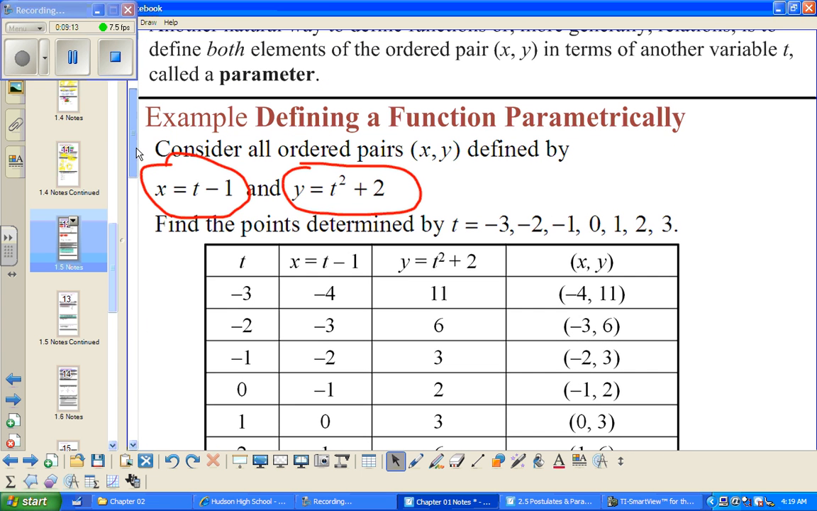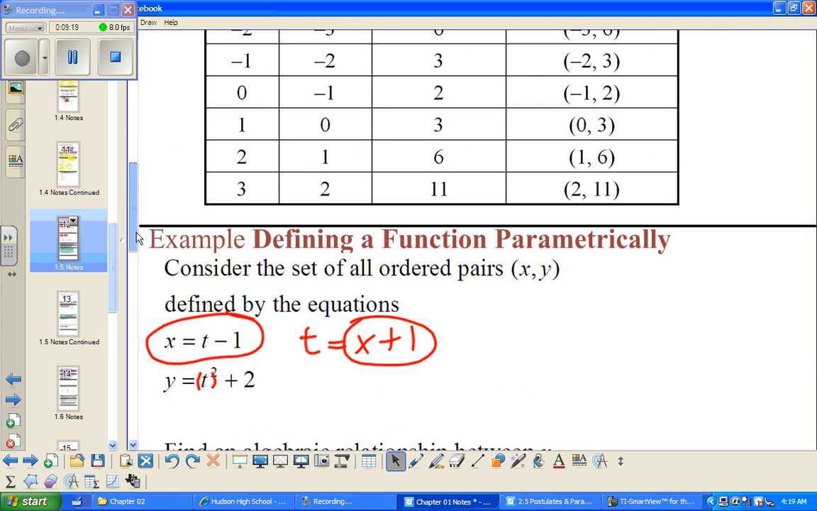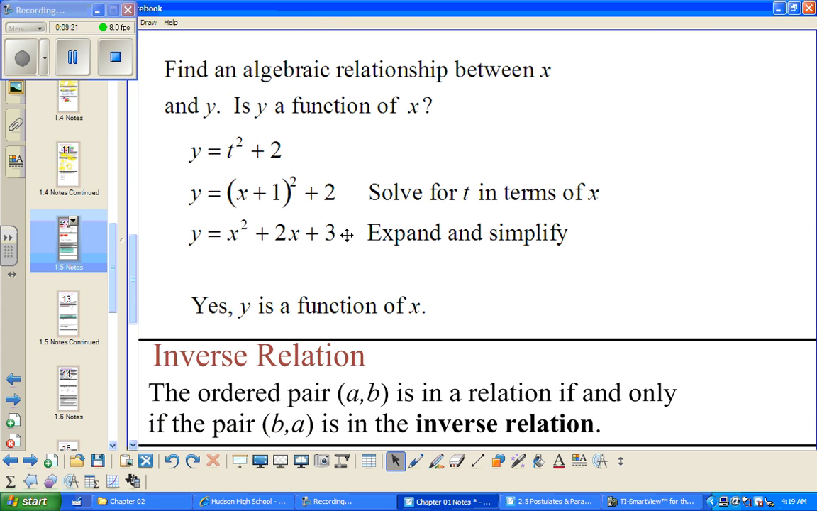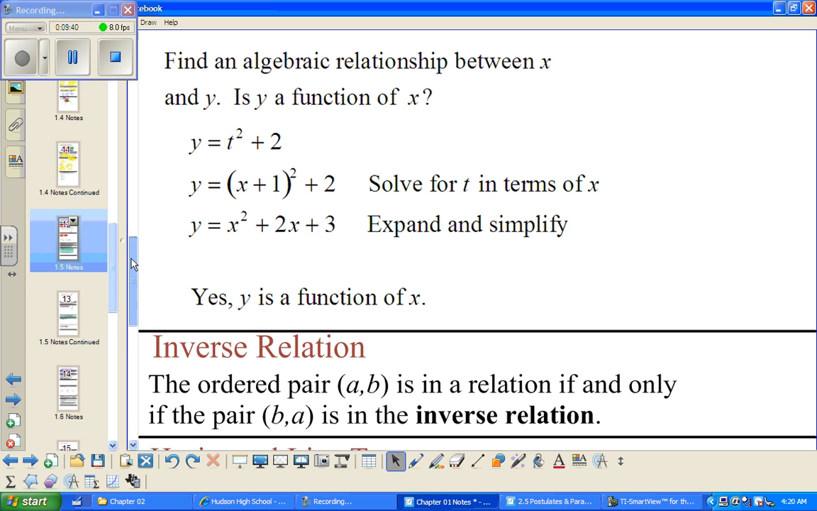This parametric function is the same as this quadratic, or this parabola. Is it a function? Well, yes, we know it's a function because it's the graph of a parabola. I could use the vertical line test, bring my vertical line across, and for every x value I have only one y value back out.